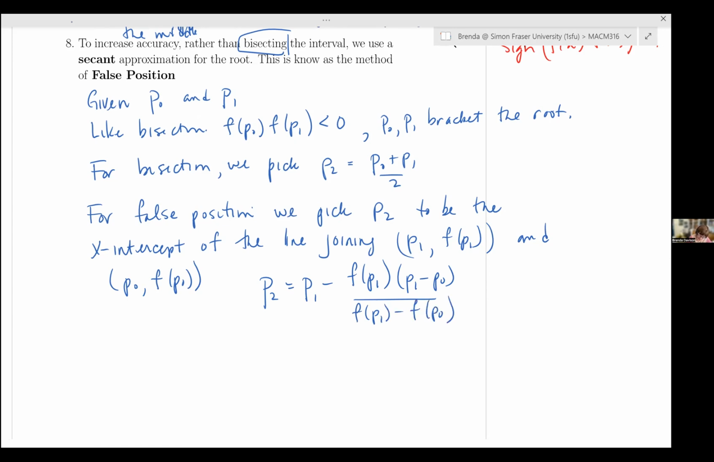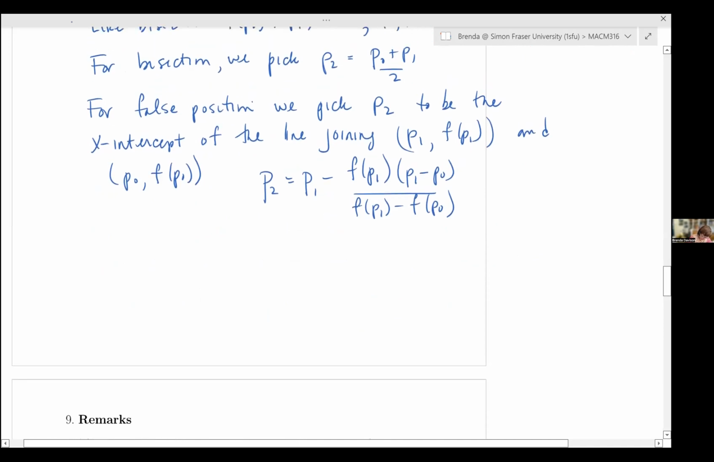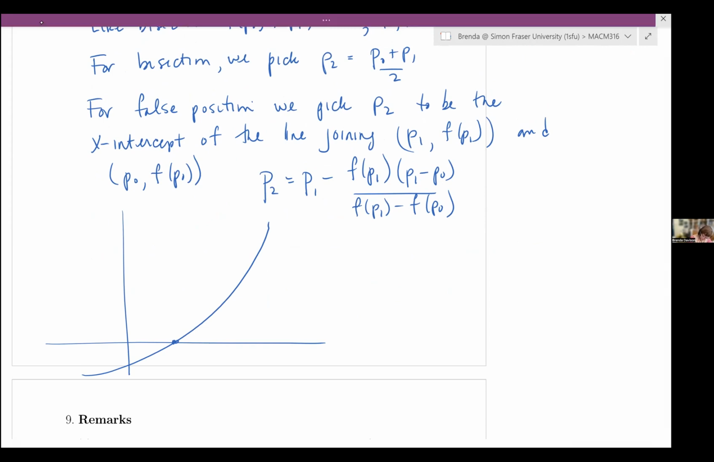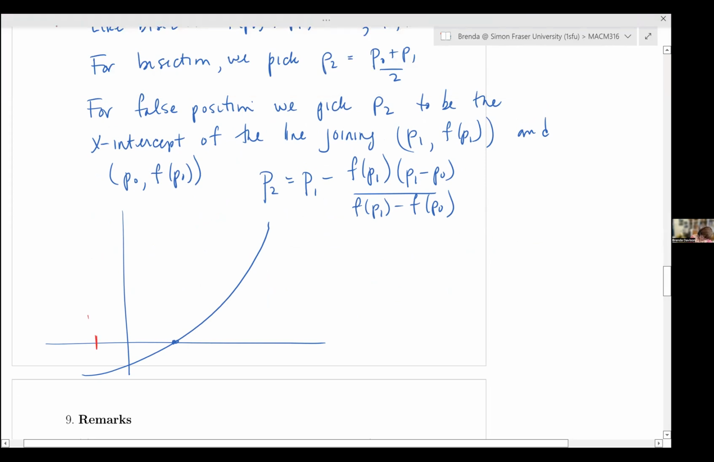Okay, what does that look like? Here, I think once you see a picture, it'll be fairly obvious. We imagine that we have a function. There it is, right there. We're trying to find the root. The root is right here. Okay, so we pick P0. We're going to have P0, say, right here. And then we're going to have P1. Let's say P1 is over here. Then we have here f of P0. And here we have f of P1.